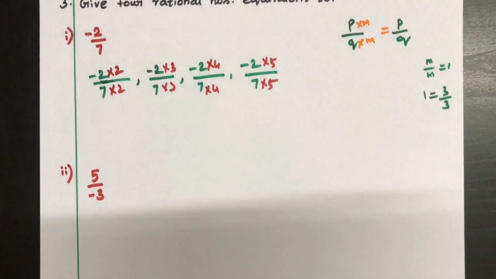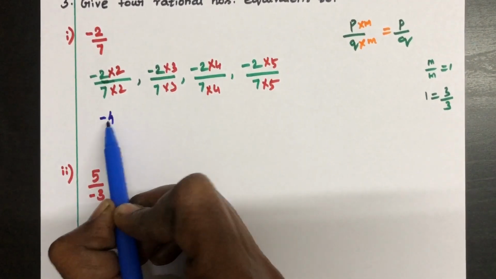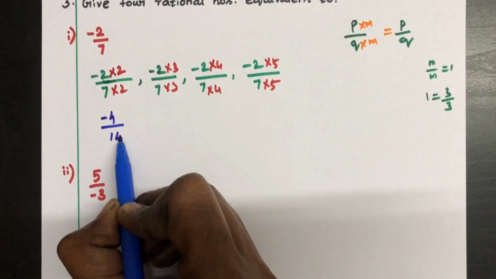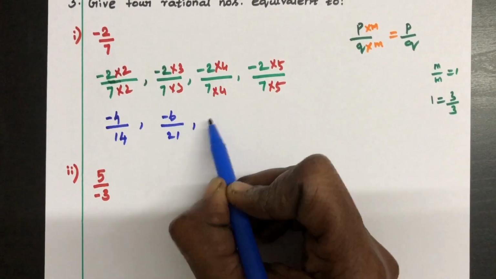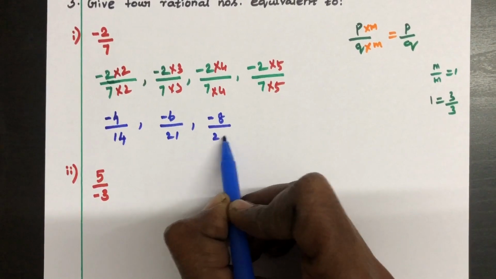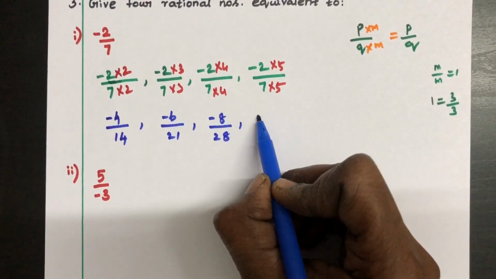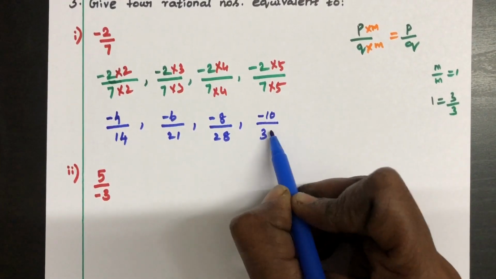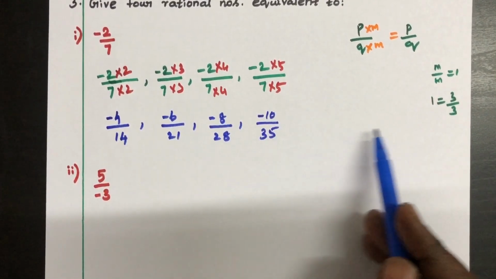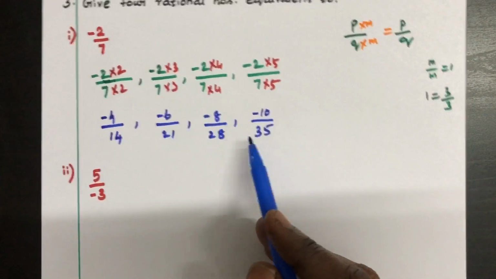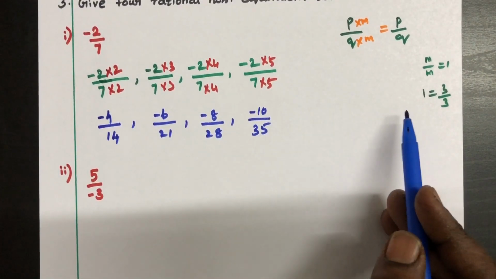What is the value now? This is minus 4 divided by 14. This is minus 6 by 21. Minus 8 by 28. Minus 10 divided by 35. That's all. These are the 4 rational numbers. Like this, unlimitedly we can have rational numbers.